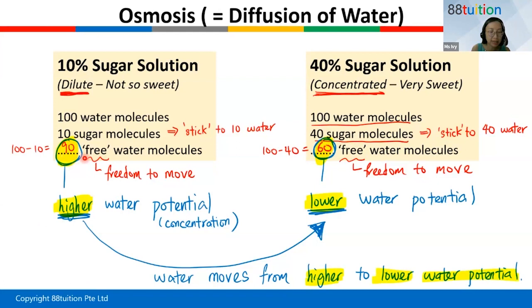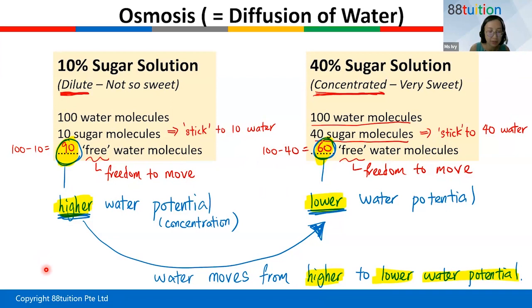So imagine you got 90 free people, they are free to move. Here only 60 people are free to move. Here got more, so the water will move this way. The net movement will be from left to right. Is everybody clear? So that is osmosis. Osmosis is water moving, not sugar moving, not salt moving, not solute moving, it's water moving through a membrane.